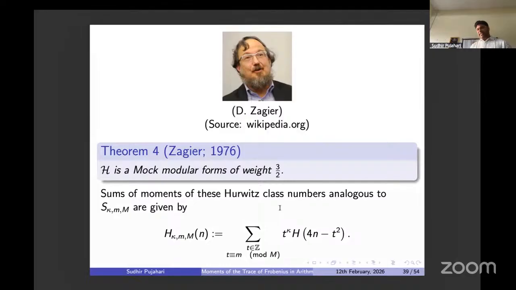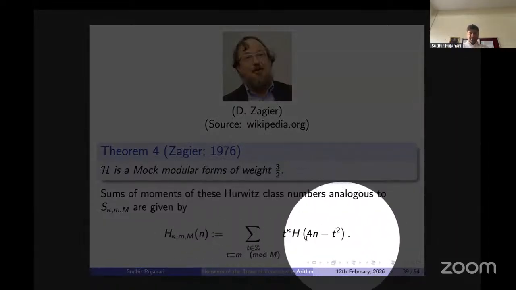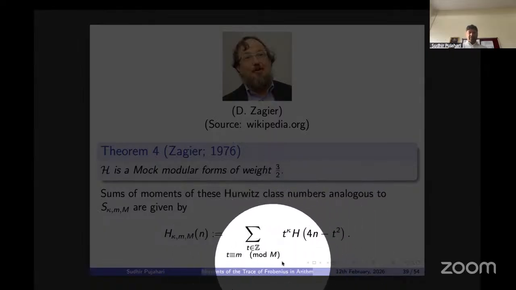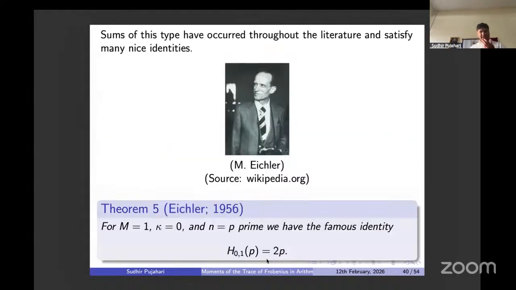But in our setting, because we are interested in the arithmetic progression, we have to study the generating function of the Hurwitz class number, and the moments of the generating function of the Hurwitz class number with the restriction such that t is congruent to n mod n. With this congruence condition, we have to analyze the generating function of the Hurwitz class number. And in the literature, this has been studied before.